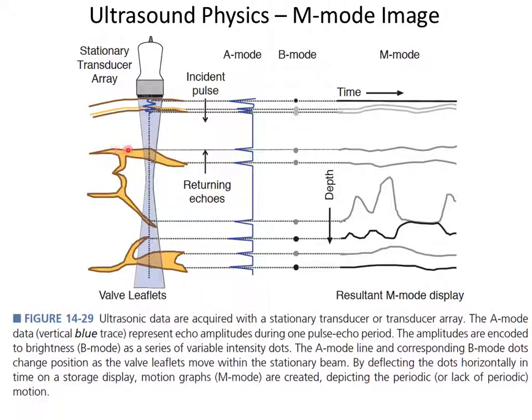So that's the aortic valve here. This is the top of the outflow tract, the left ventricle. And then down here is basically some mitral valve leaflets. This is the mitral valve, and then this whole thing is the left ventricle. Right?